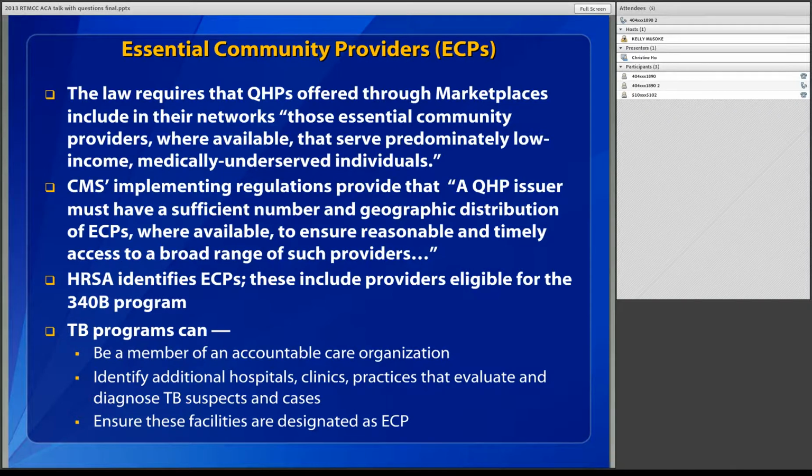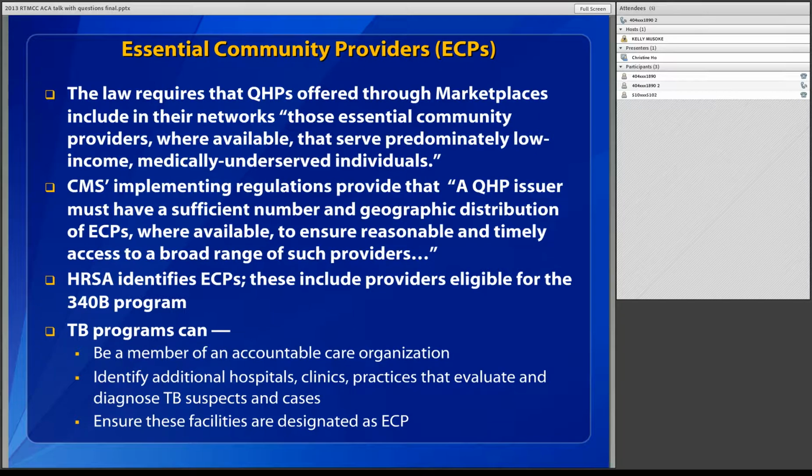One is that the TB programs can become a member of an accountable care organization so that they are part of the organization that actually cares for these high-risk individuals. They can also identify additional hospitals, clinics, or practices that evaluate and diagnose TB suspects and cases and ensure that these facilities are designated as essential community providers.